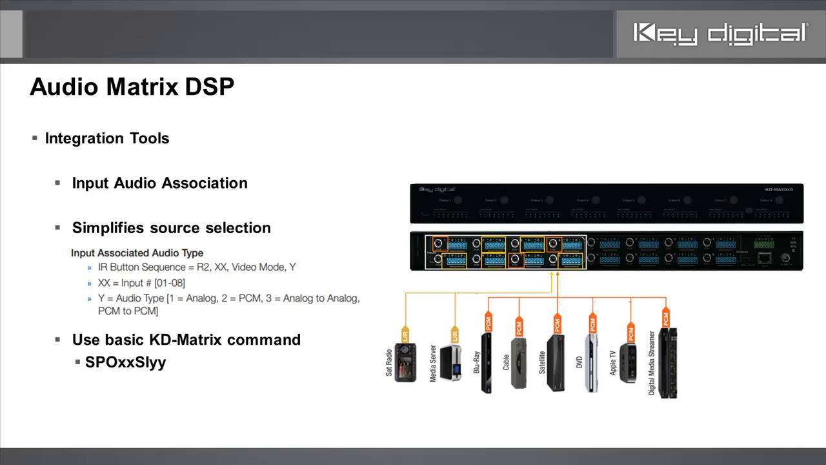And what this input association allows you to do is specify each input to be either analog or digital, so that as you select that source, you could just call that basic KeyDigital matrix switching command to select an input without having to specify if the input is analog or digital with an additional command string. So essentially what this allows you to do is insert a KeyDigital matrix that's audio and control it as if it were one of our video matrices that many of you have been working with using this exact same command string, SPO_XX, output XX, select input YY, because we've been using that same command string for the past decade now.